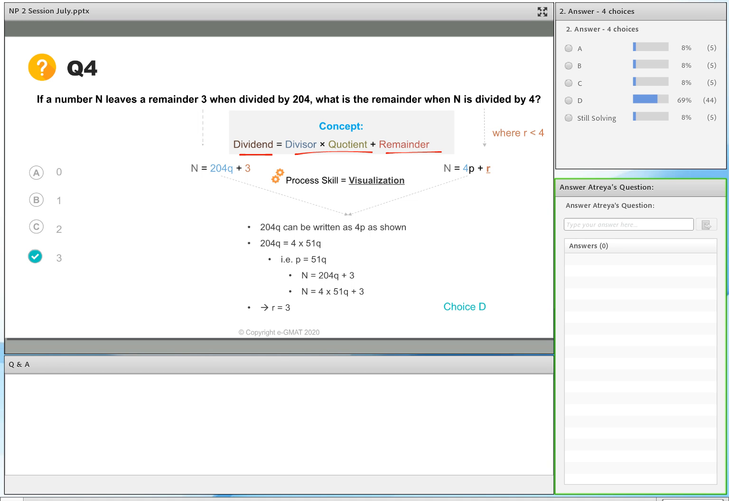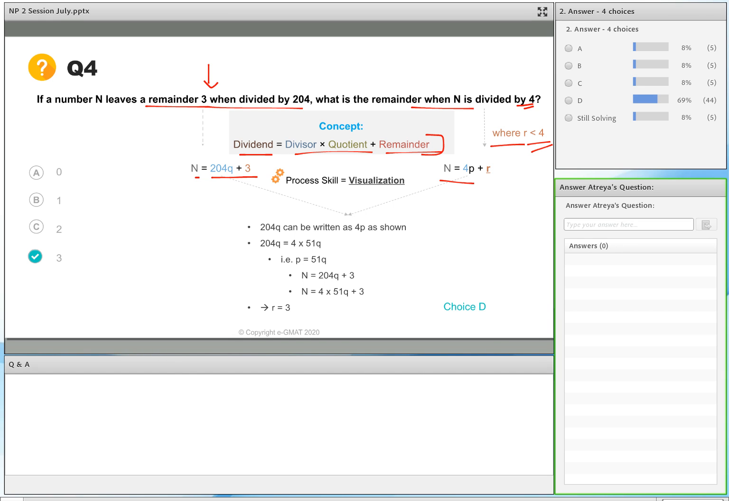Now, dividend is equal to divisor times quotient plus remainder. Always remember that the remainder is always less than the divisor, right? What is the divisor over here? It's equal to 4. So r has to be less than 4. This is one very important constraint that we have. Now, if a number n leaves a remainder of 3 when divided by 204, in what way can I write this number? I can write n equal to 204, which is the divisor, times q, which is the quotient I've assumed, plus 3, because this is the remainder given in the question. Now, I need to find the remainder when n is divided by 4, right?